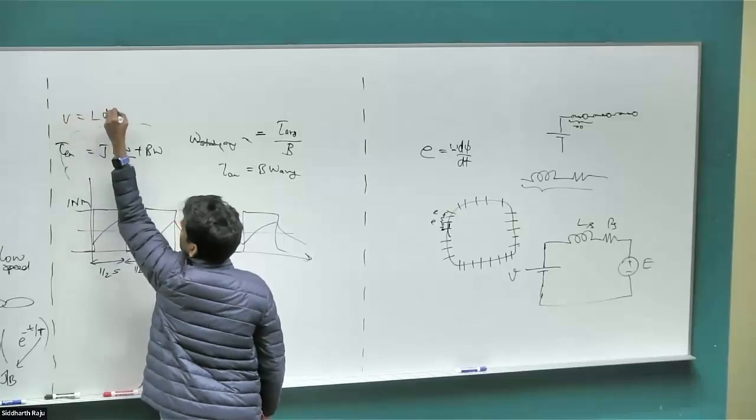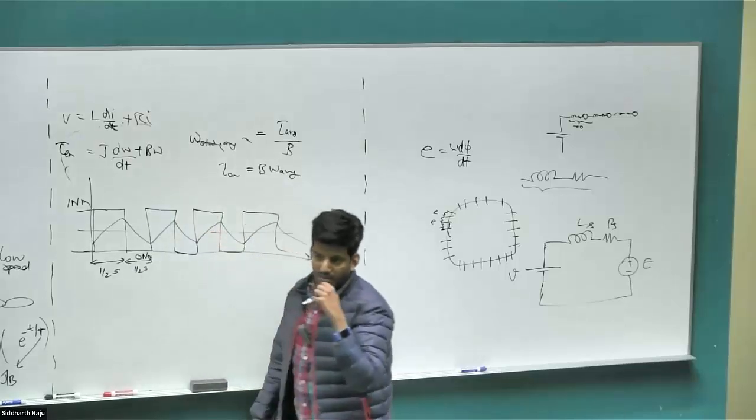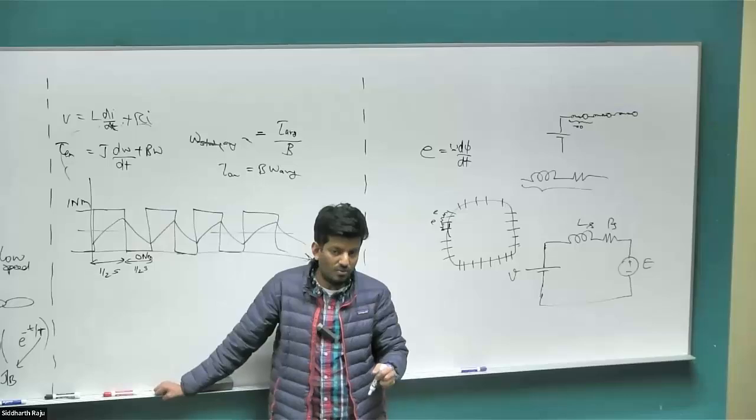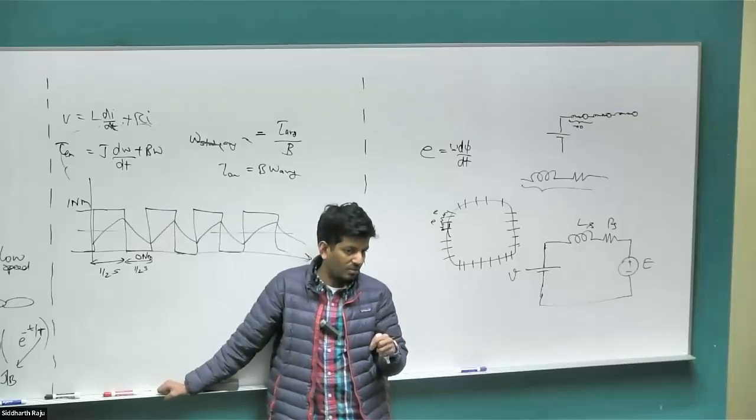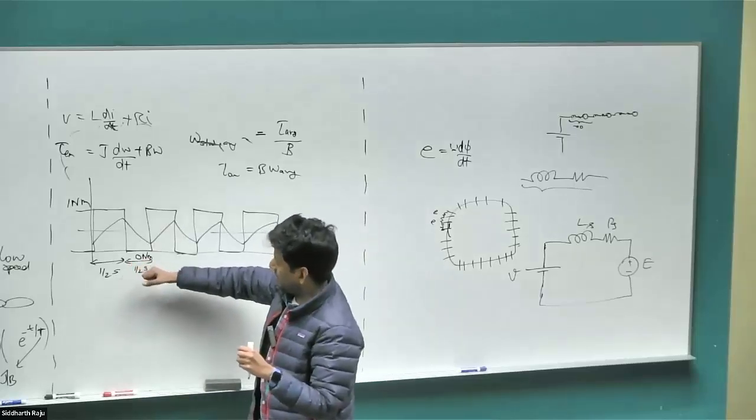V equal to L di by dt plus R times I. If I tell you the voltage is varying like this and I ask you to find the current, how will you find the current? What would you use? Laplace. We can use Laplace. Is there any other way?